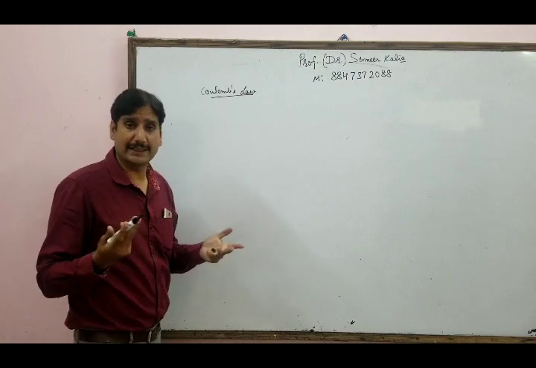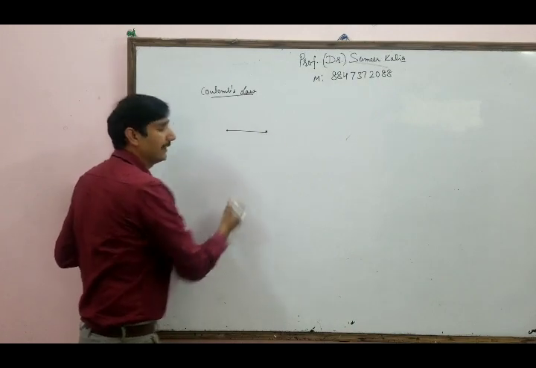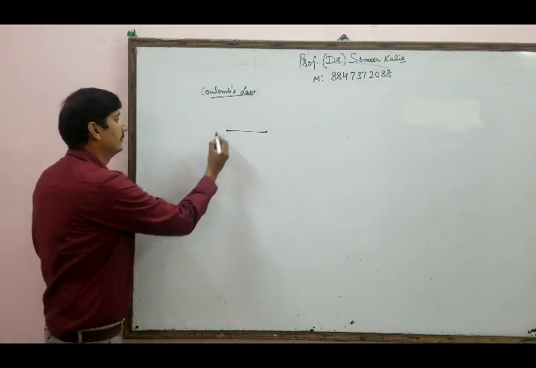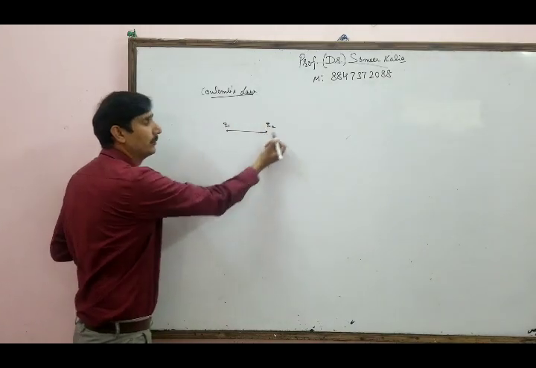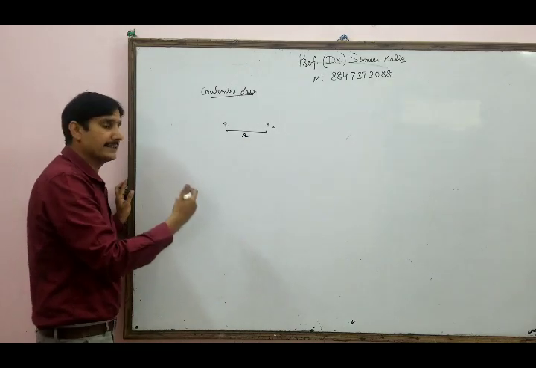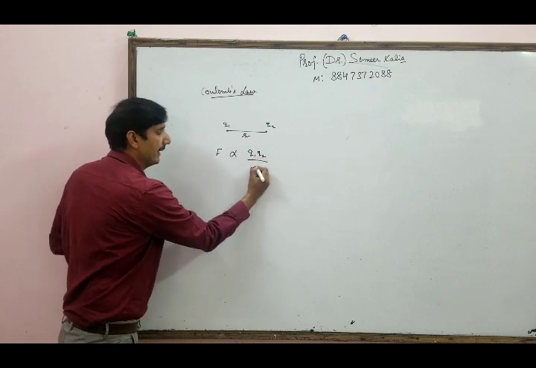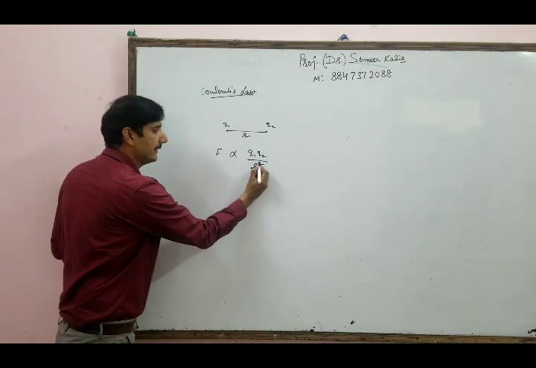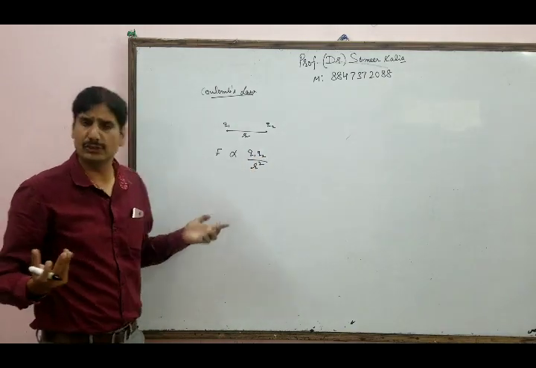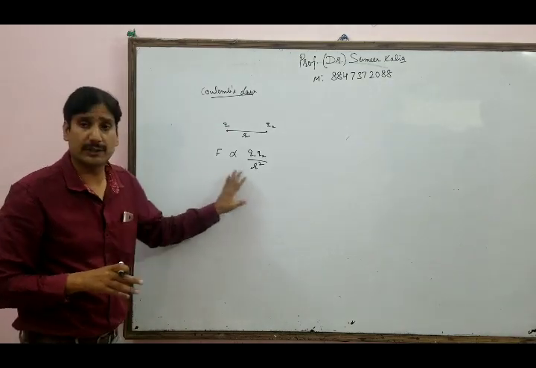Coulomb's law is the basic law that gives the force between two charges. If two charges Q1 and Q2 are separated by distance r, then Coulomb's law says that the force is proportional to the product of the charges and inversely proportional to the square of the distance between them. So it is a standard inverse square law, which nature likes, and Coulomb's law also follows it.